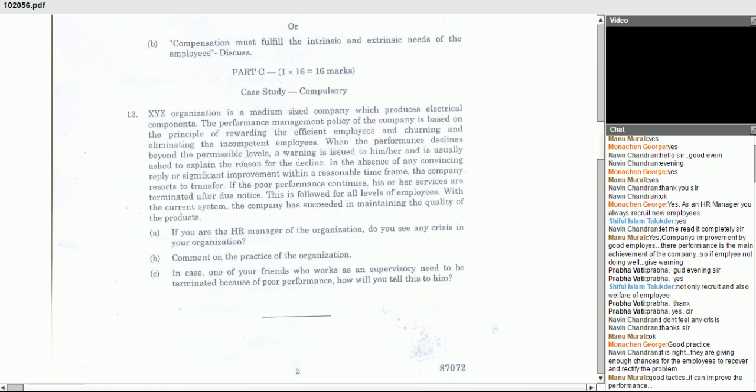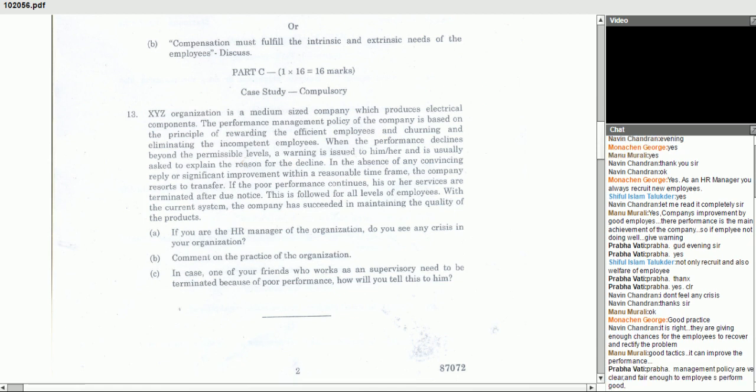Also, indirectly, the company is trying to make all the employees on their toes all the time, right? Whatever they are doing, their performance is being monitored, right? So the employees will become more cautious and work more sincerely all the time. So definitely it is a good practice of the organization. It will have an impact on the employees to keep working hard with sincerity. Clear, everyone?